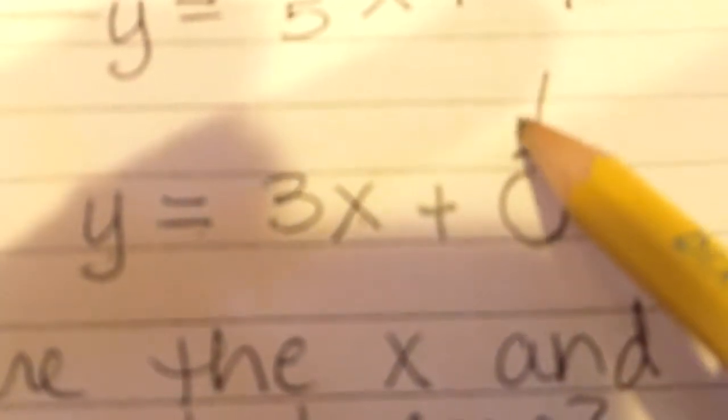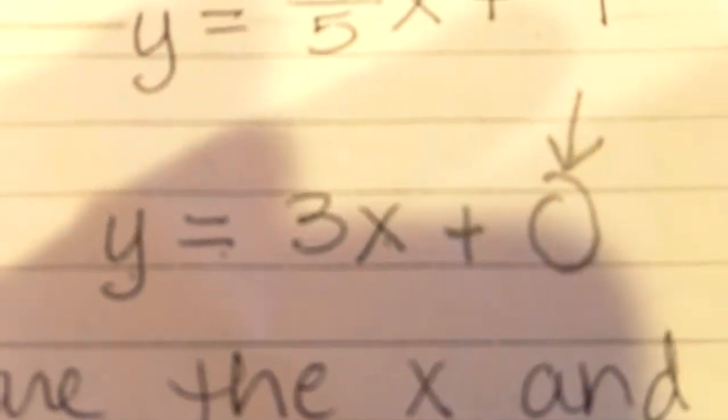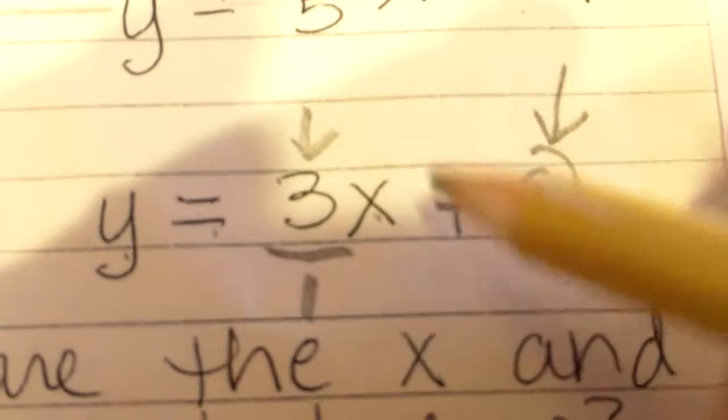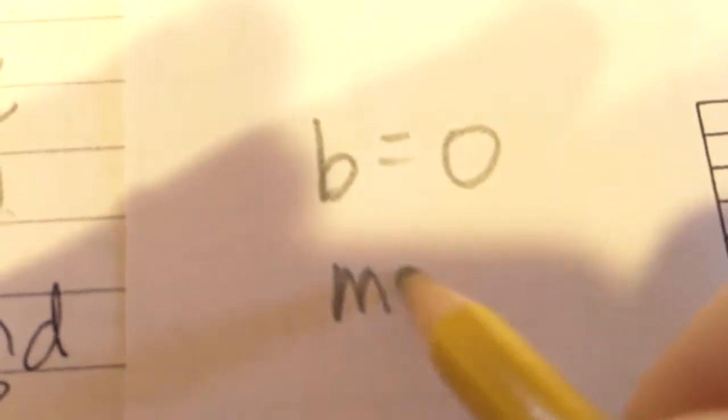Okay, y equals 3x. How are you going to graph that? Well, this looks to me like y equals mx plus b. What's my b? Nothing there. It must be 0. So I'm going to begin graphing at 0. And my slope is going to be 3 over 1. Begin at 0, 3 over 1.